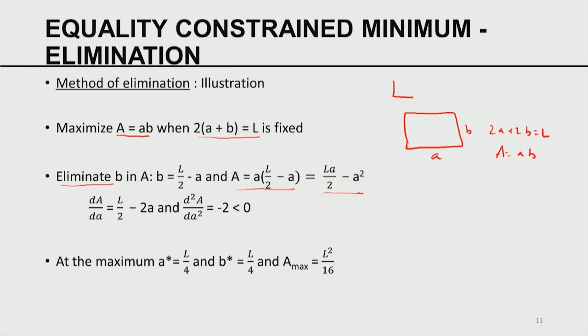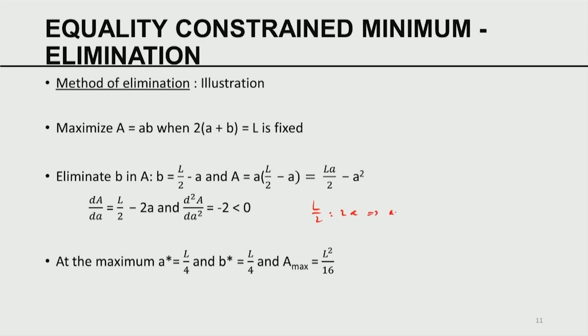Now, the area becomes a quadratic function in A. You compute the derivative of capital A with respect to little a. This is the derivative. You compute the second derivative, it is negative. The second derivative positive means minimum, second derivative negative means maximum. So, the A obtained by solving dA by da is 0. So, when L by 2 is equal to 2A, or A is equal to L by 4. When A is equal to L by 4, B is also equal to L by 4. At which time the area is maximum, the maximum area is L square by 16.